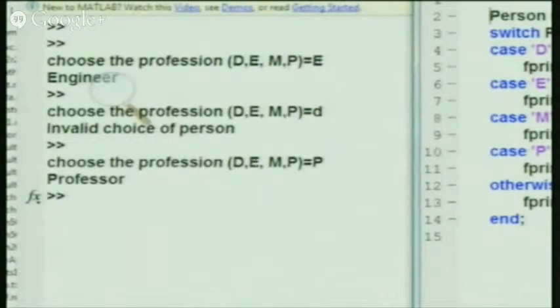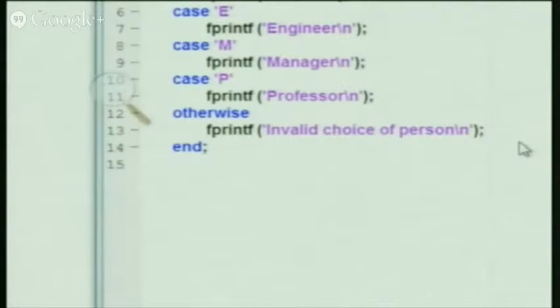For capital D it will show doctor, and for small d it will give an invalid choice, because otherwise we have given the option. See, the last is an otherwise here. In switch, you can have any number of cases, but the last should be otherwise, and there should be an end at the end. Okay, for all control structures in MATLAB you should have an end. For, if, while, all of them should have an end. For end, if end. Similarly here, switch case end.